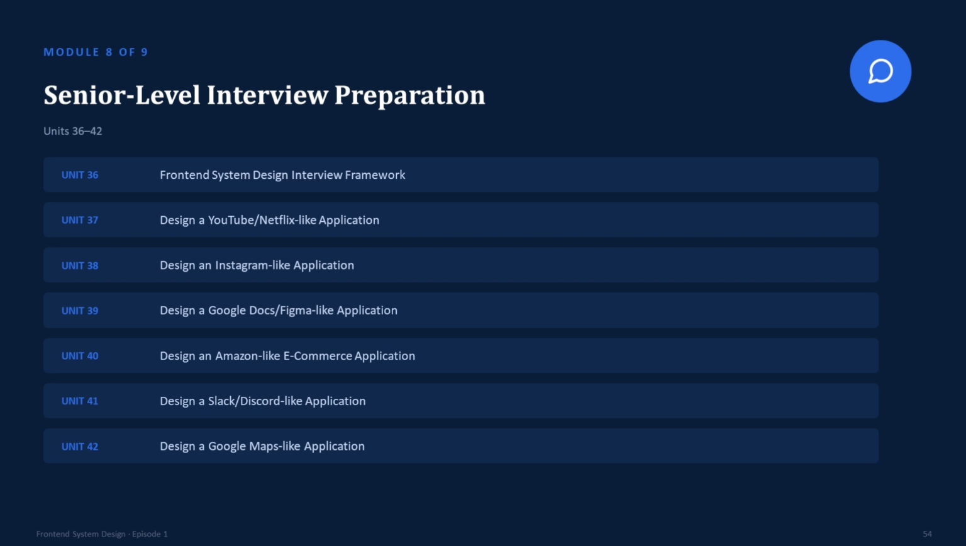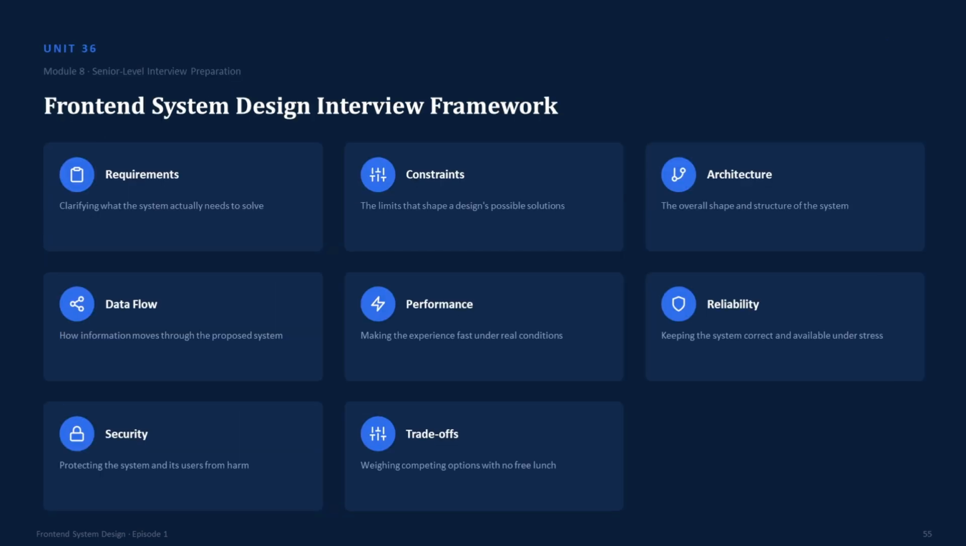Then in module 8 we are going for the senior level preparation. Okay, so here comes mostly the interview preparation section, guys. So here basically, suppose in any system design interview they give you, like, design a Slack system. So what are the first things you need to think? Like gathering the requirements, what are the constraints, what will be the overall architecture, what will be the data flow, how you can think about the performance, the reliability, the security, and the trade-offs. So basically whatever you have learned till now, all the concepts will be applied here.